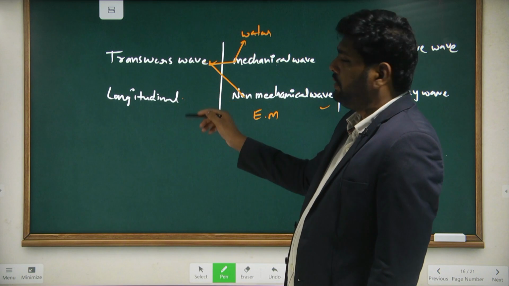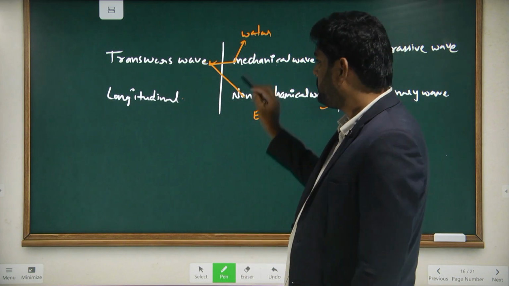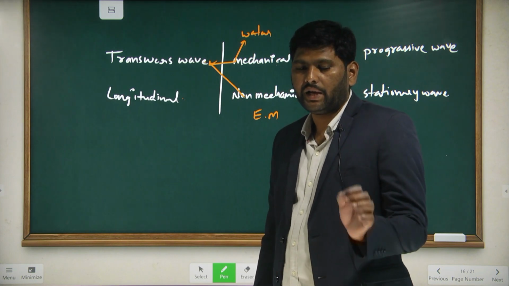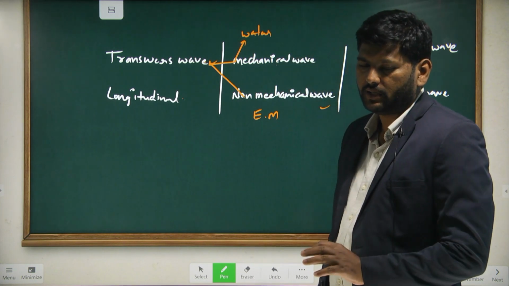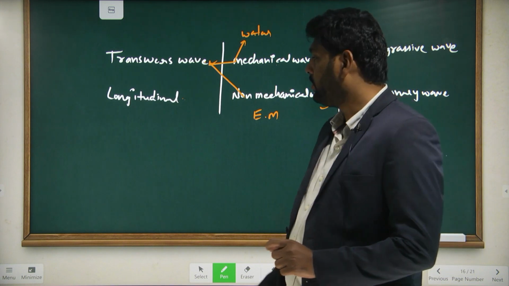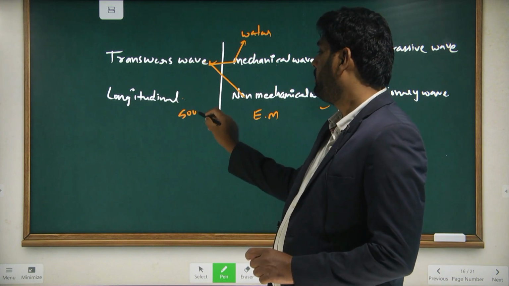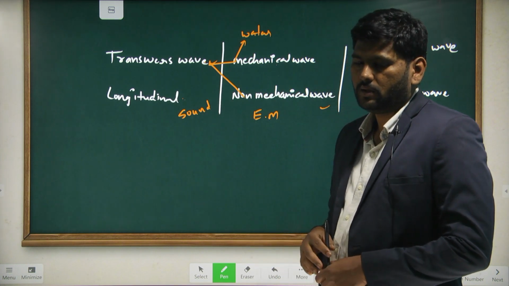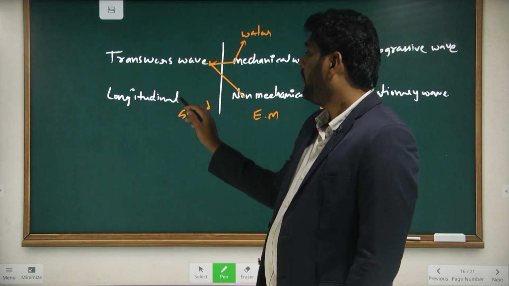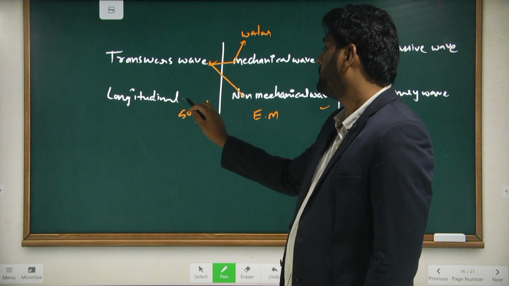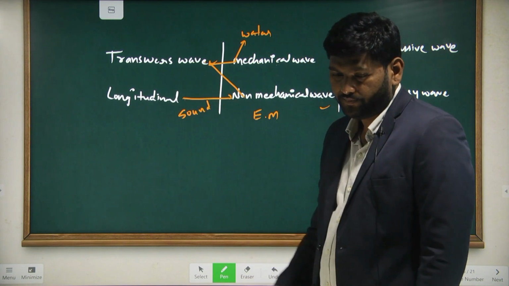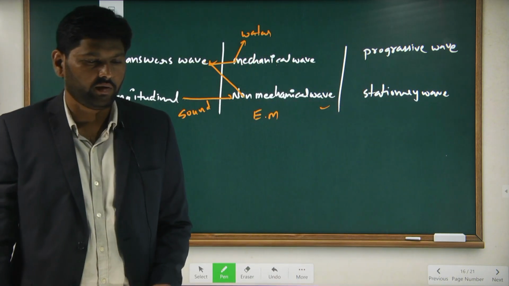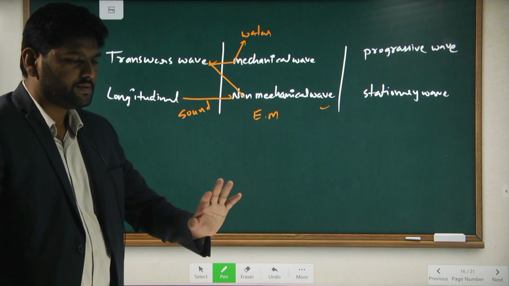Similarly, coming to the longitudinal. A wave that is longitudinal as well as mechanical. What is the example? Sound wave, very good. Sound wave is a good example for longitudinal and mechanical. Understand? Similarly, a wave that is longitudinal as well as non-mechanical. Tell me the example.